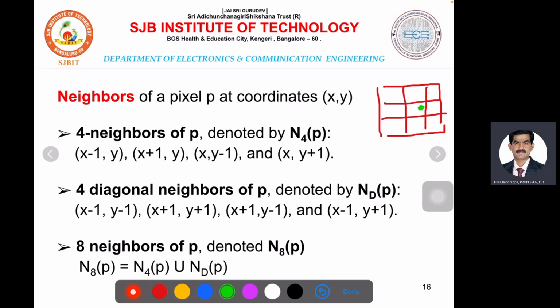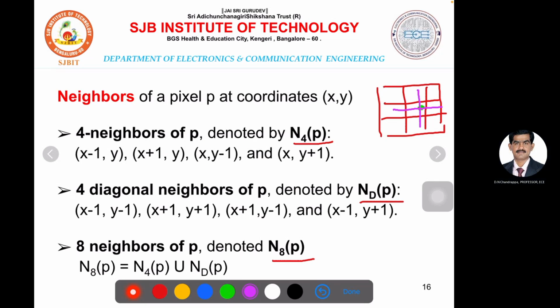So here in the neighboring pixels, we are going to consider 4 neighbors, 4 diagonal neighbors, and 8 neighbors. That is called N4(P), ND(P), N8(P). N4 is nothing but only looking at the vertical and horizontal. For example, these 2 pixels and these 2 pixels will be considered as N4. Only vertical and horizontal pixels are called N4.